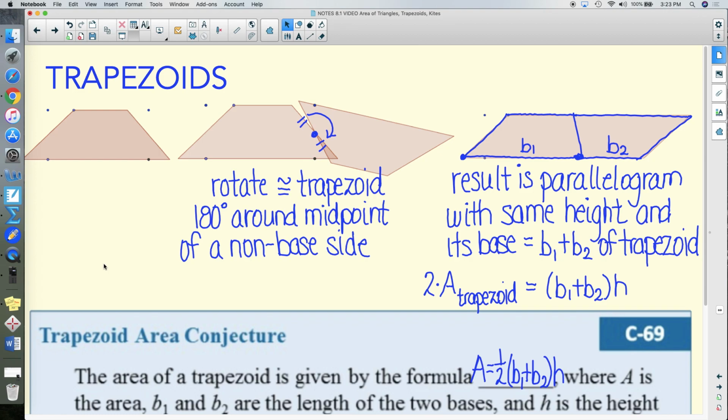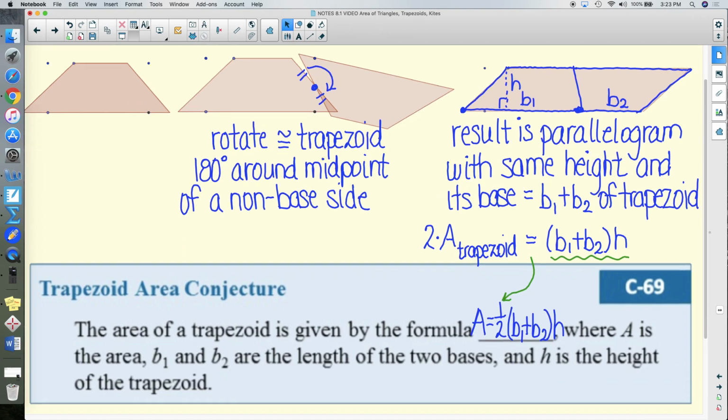The parallelogram has not changed height from the trapezoid, so it would have the same h variable, but now the parallelogram has a base that's longer. It has a base that's the sum of the 2 trapezoid bases. So twice the area of one of those trapezoids is our parallelogram area right there. So then it might not be a surprise that the area of one trapezoid is half that amount, or 1/2 the sum of base 1 and base 2 multiplied by the height.